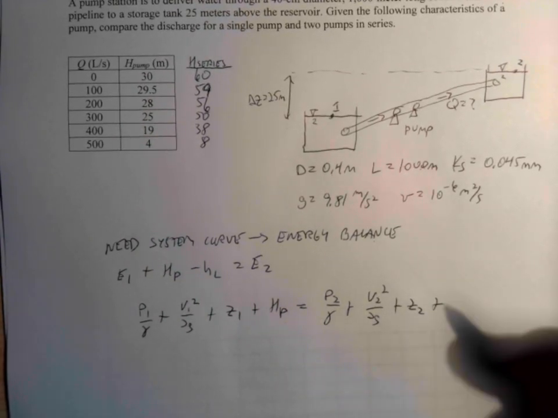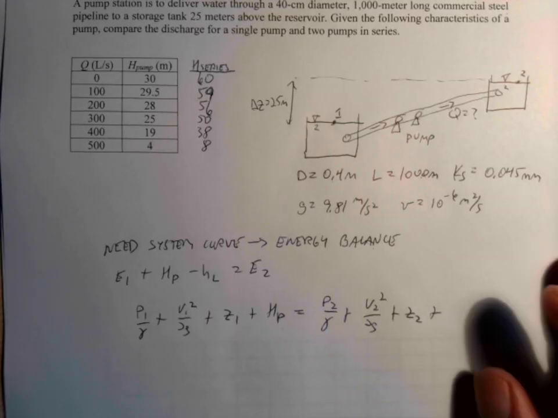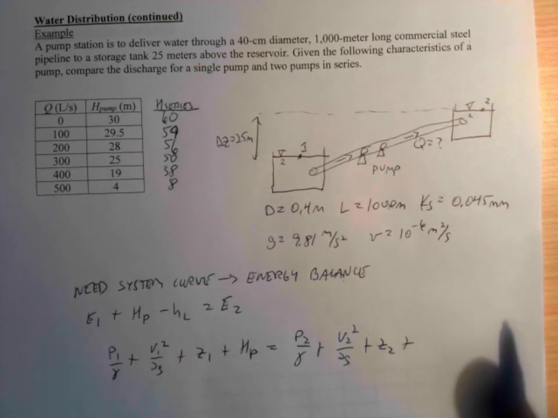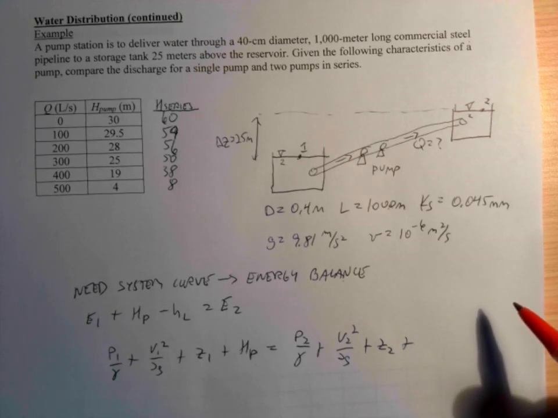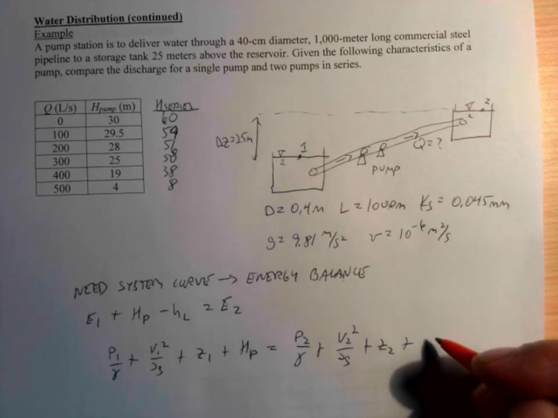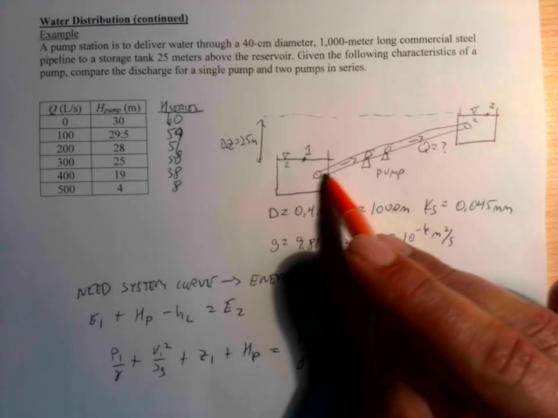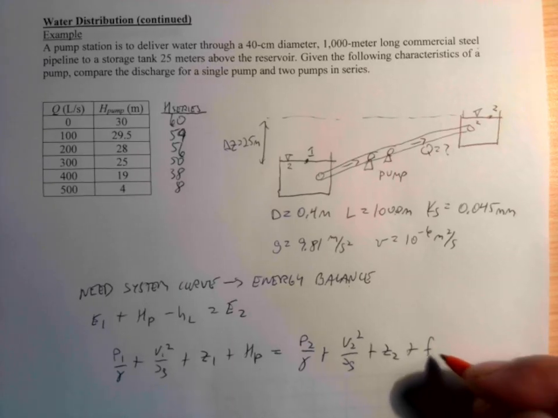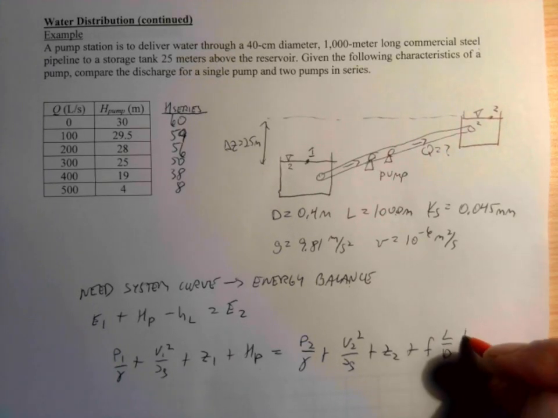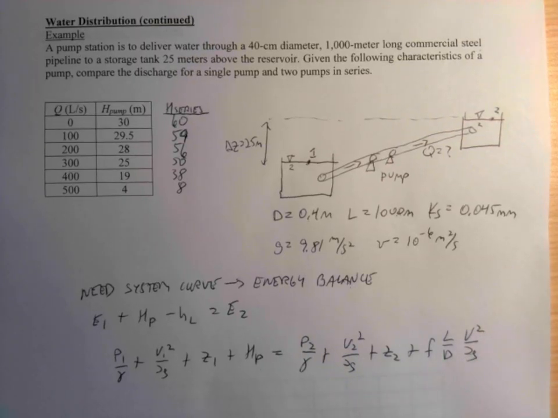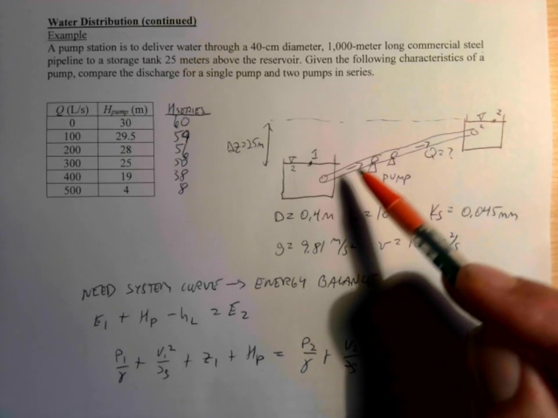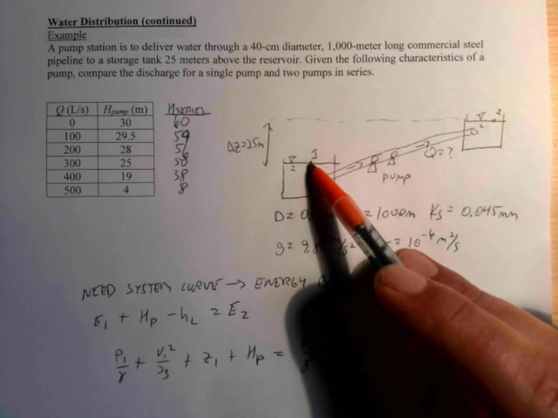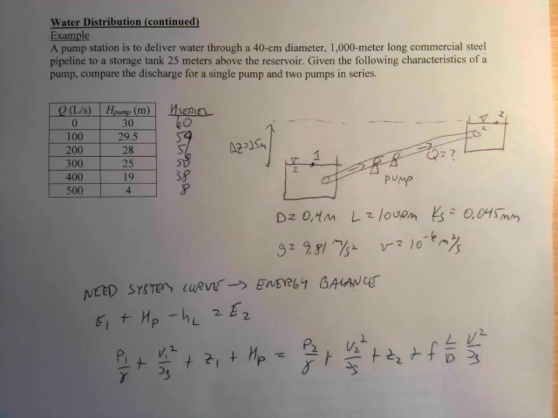And so for the head losses here, we're going to neglect the minor losses, and so we'll just have the friction losses from the friction loss in the pipeline, and so we use the Darcy-Weisbach equation for that. So it's f L over D V squared over 2g. I want to make it clear that this V here is the velocity inside the pipeline, which is different than V1 and V2 at the surface of the reservoir.